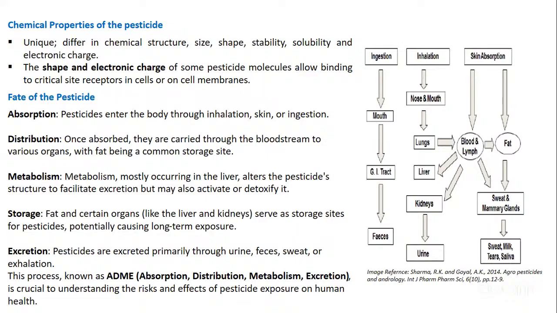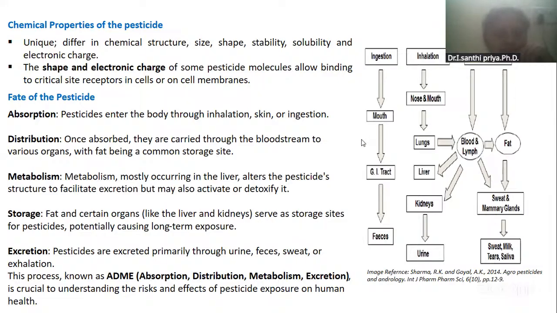So once the pesticide enters into the body, what will happen here? Once the pesticide enters, there will be a series of things that will take place. One is the absorption, distribution, metabolism, storage, and excretion.